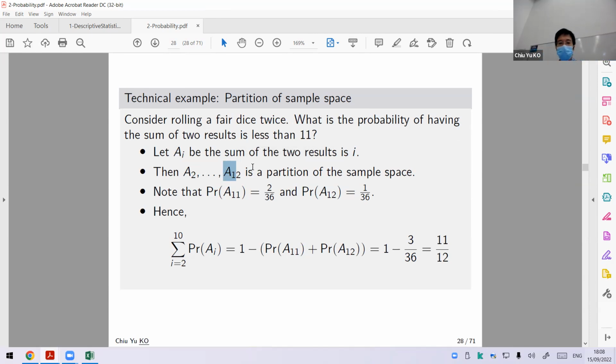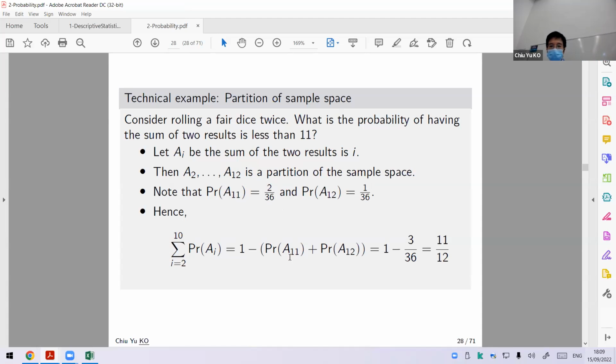Then you can calculate A11. A11 only has 2 outcomes, 5 and 6, and 6 and 5, so that's 2 over 36. And A12 only has 1 possibility, 6 and 6, so that's 1 over 36. These are mutually exclusive, and the question is asking for the sum from 2 up to 10.